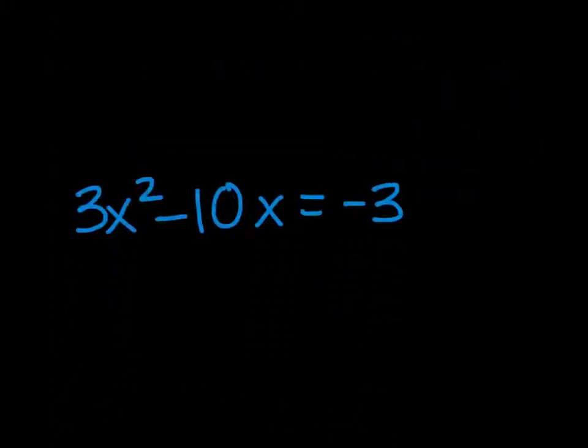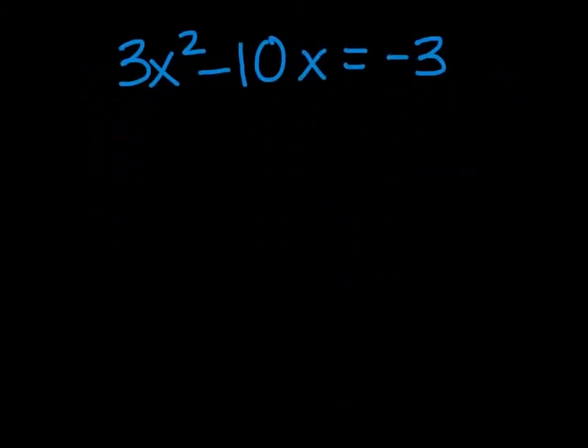Let's see if we can find our last problem. Here we go. Last problem. 3x squared minus 10x is equal to negative 3. Our step 1 is already taken care of. It's in that x squared plus bx equals c format.